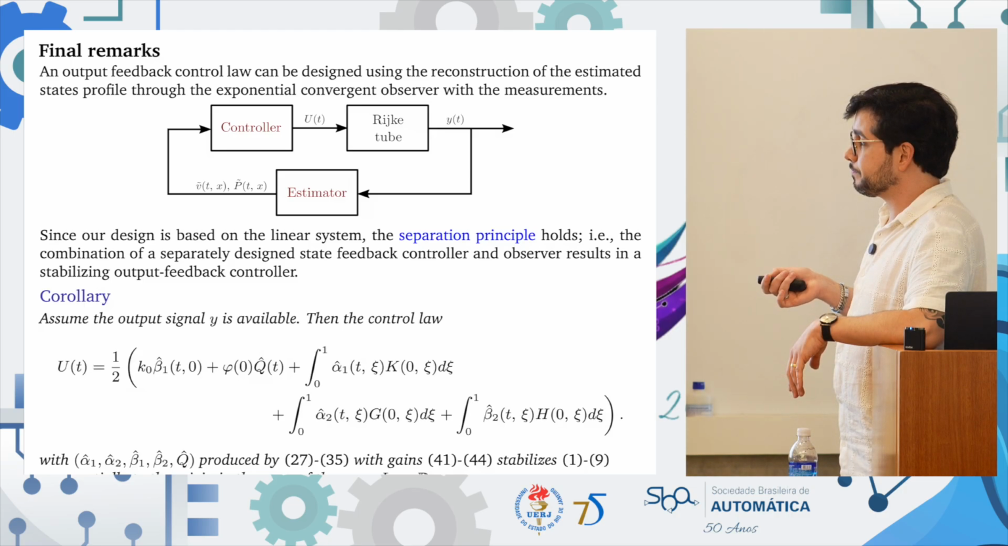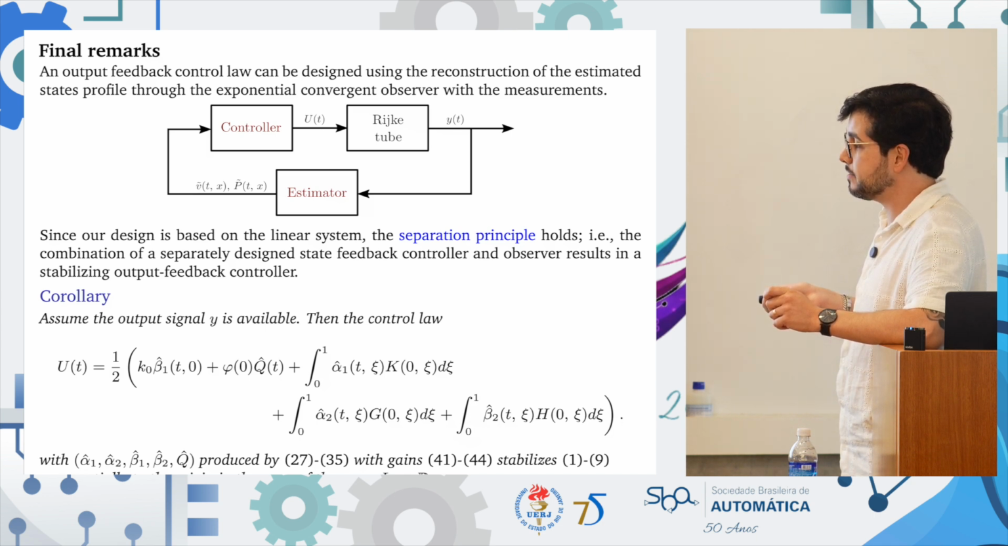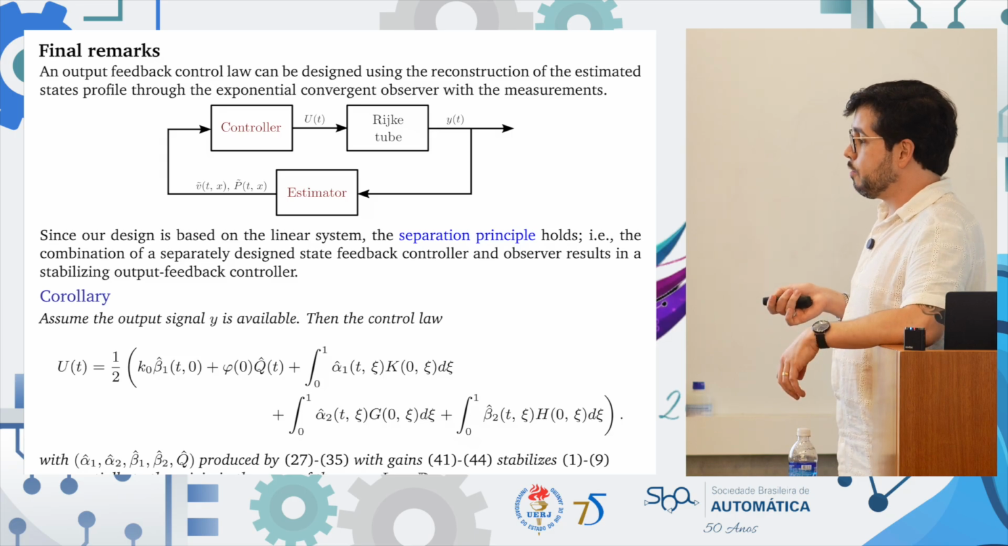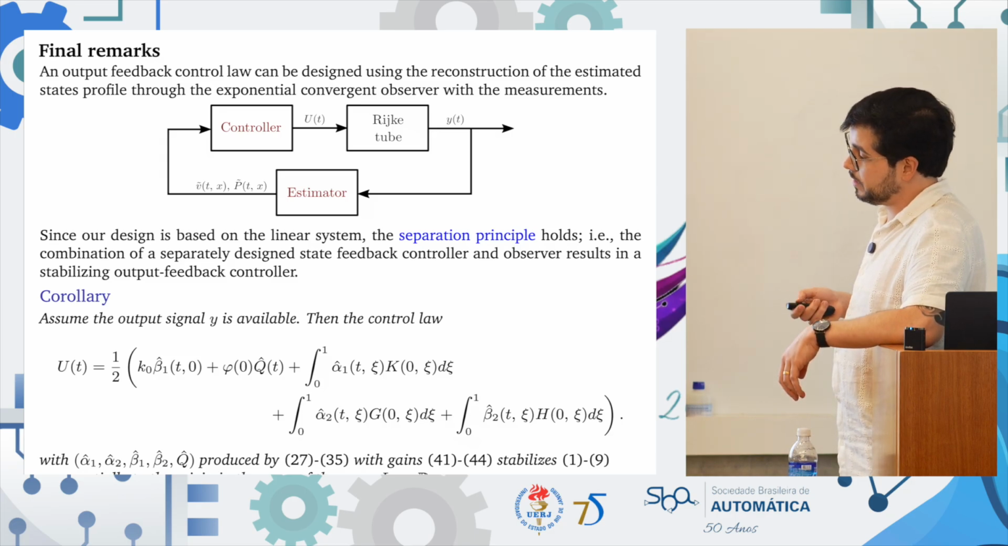So if we have this signal available at the upper boundary, then the control law, which is computed using the estimates of the states instead of the real ones, will make the system stable in the L2 norm.